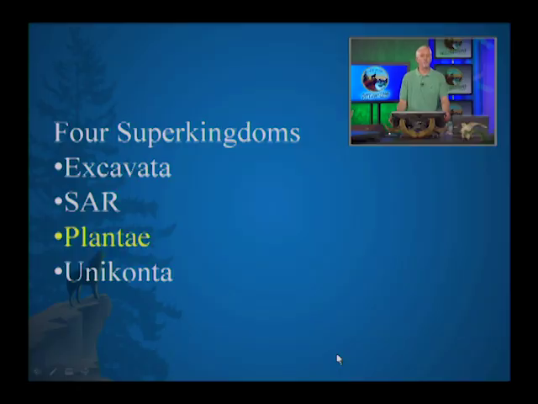Also the Plantae, which would be photosynthetic and have true tissues. And then the Unikonta, which includes animals and fungi. And when they have flagellae, they'll have a single flagellum. That's more or less what distinguishes that group among other characteristics, but we'll get back to that later.